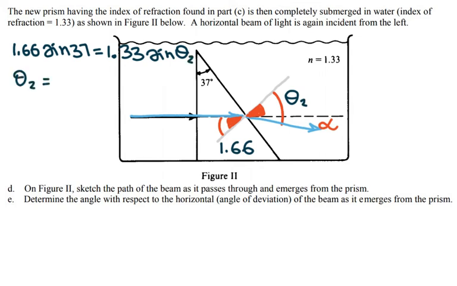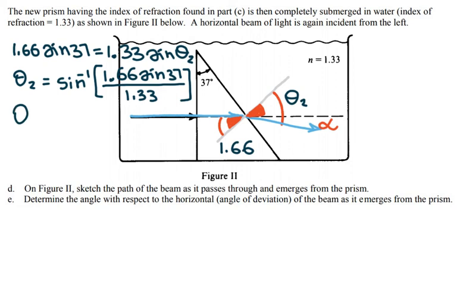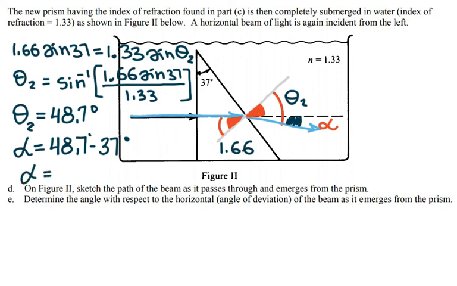So theta 2 is going to be equal to... oh, it's arc sine. So it's going to be arc sine of 1.66 sine of 37 divided by 1.33. And that will give me the angle of refraction equal to 48.7 degrees. But if we're just looking for this angle alpha, angle alpha is going to be equal to 48.7 minus 37 degrees. So that will give me 11.7 degrees. So you see that this angle is smaller compared to the one that we had earlier.